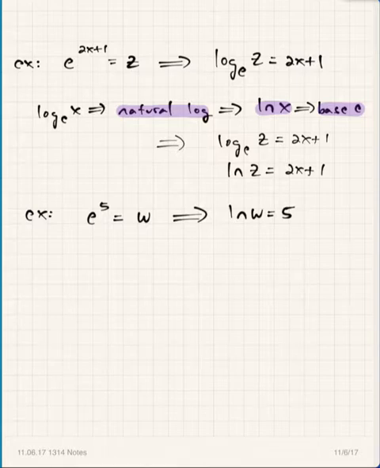The base on the logarithm is e. When you write ln, it's understood to be base e logarithm. We just don't usually write it that way. You can, by the way. There's nothing wrong with writing it that way, but that's the abbreviation we're looking at. The ln w equals 5 is the same thing as log base e of w equals 5.